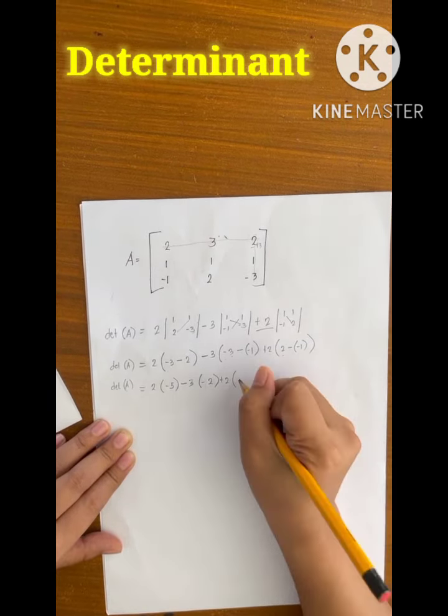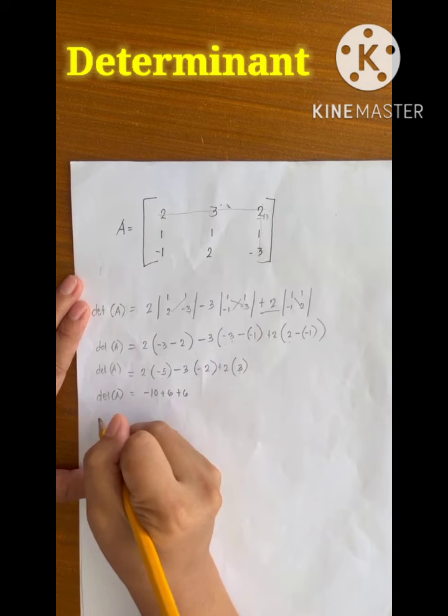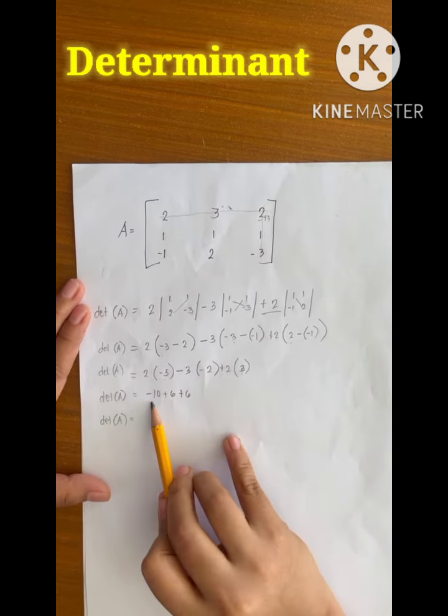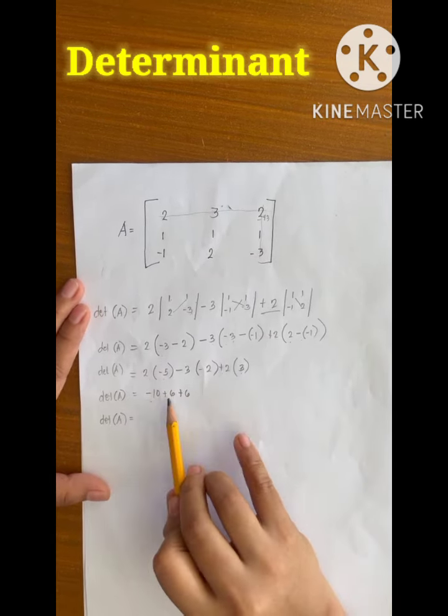2 times negative 5 is negative 10. Negative 3 times negative 2 is positive 6. 2 times 3 is positive 6. So the determinant of A equals negative 10 plus 6 plus 6, which is positive 2. So now the determinant of matrix A is 2.